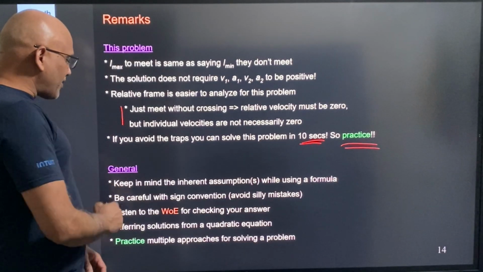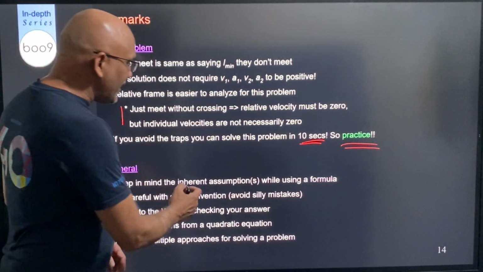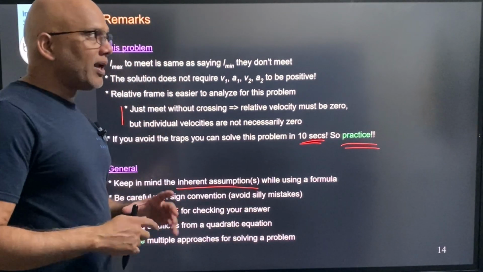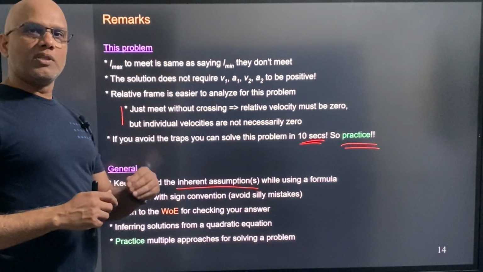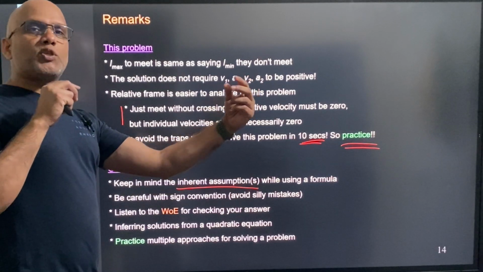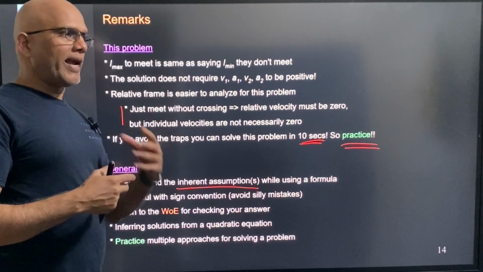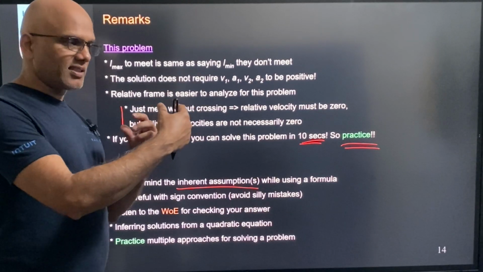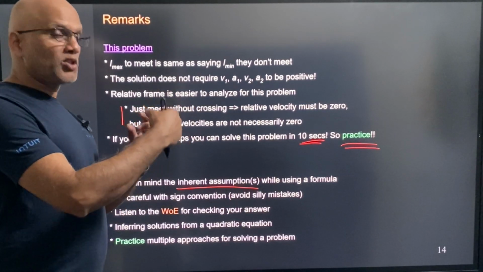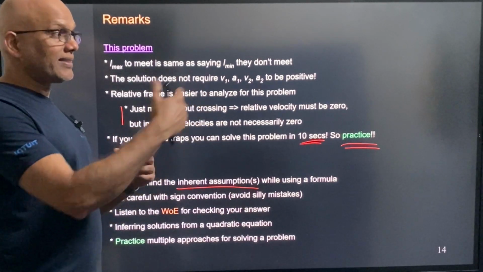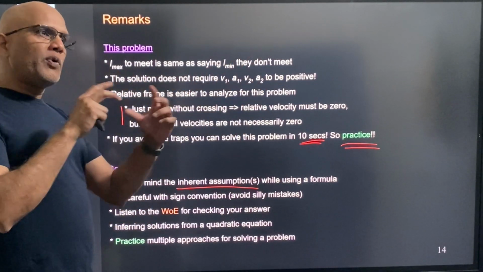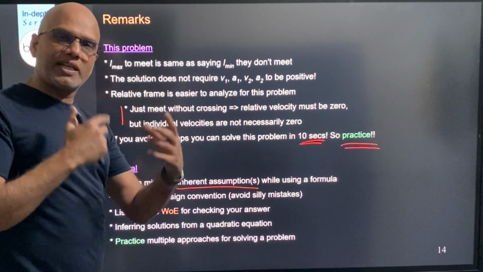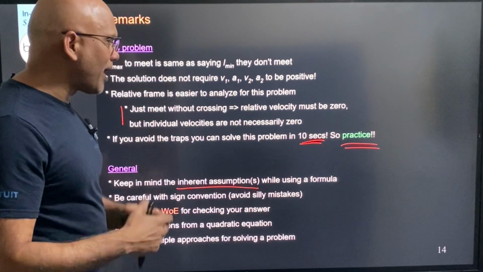I have also some general remarks. Keep in mind the inherent assumptions you make while using a formula. Remember, in the very first solution, I used v squared minus u squared equals 2as, and then I equated the distances, s1 max and s2 max, and said that that is Lmax. By doing that, I inherently assumed that they are going to meet at the same time, but that is not necessarily true. That was a trap, right?